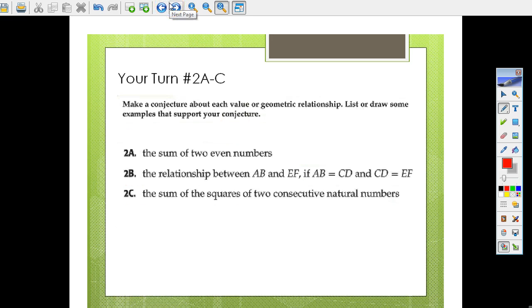Okay, so here's your turn, 2A to 2C. Same as we did for the previous example. Make a conjecture about each value or geometric relationship. List or draw some examples that support your conjecture.